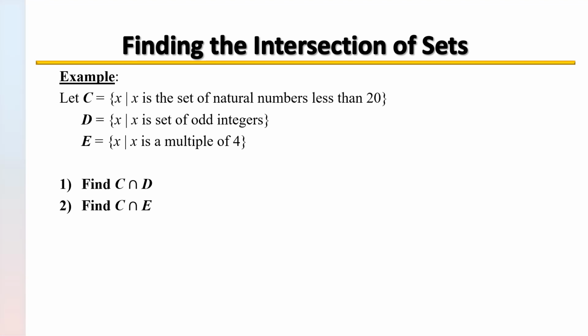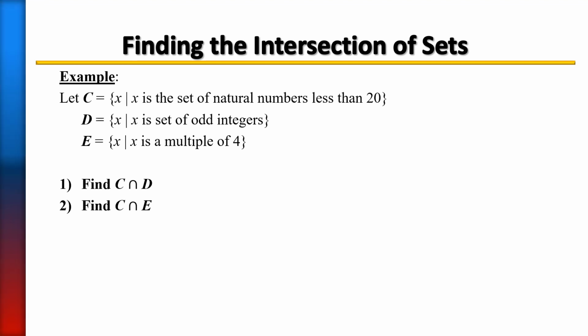Finding the intersection of sets. So here we have three sets and they're all written in set builder notation form. The first one, set C, is such that X is a set of natural numbers less than 20. So natural numbers are your counting numbers that start with 1. Less than 20 means it does not include 20. So this would start at 1 and it would end at 19.